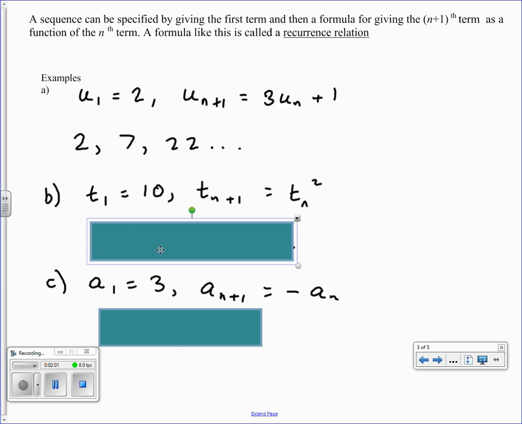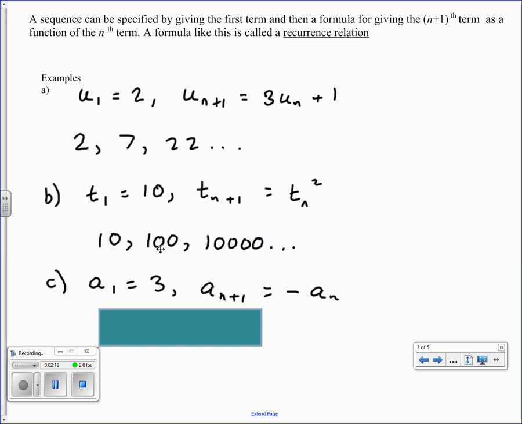We don't always use U, U1, U2, U3. Sometimes we use T for term, and A is another letter that's very often used. In this example, the next term is found by squaring the previous one. 10 squared is 100. 100 squared is 10,000. In example C, the next term is the negative of the one just before it. The negative of 3 is minus 3, and the negative of that is 3.